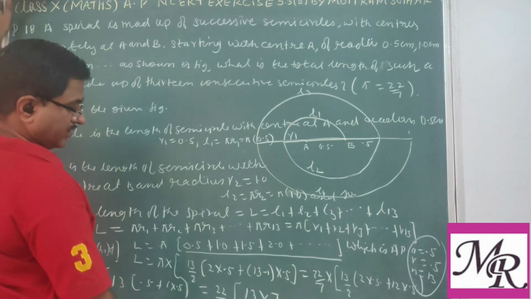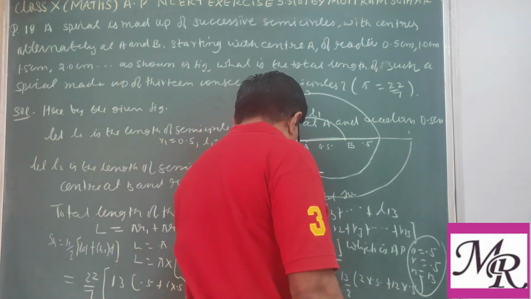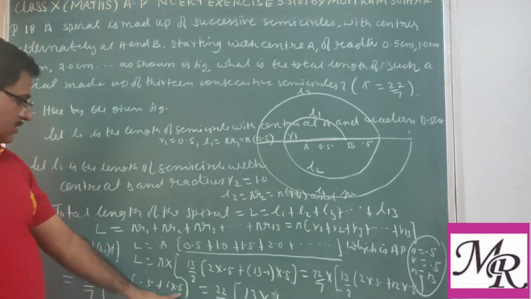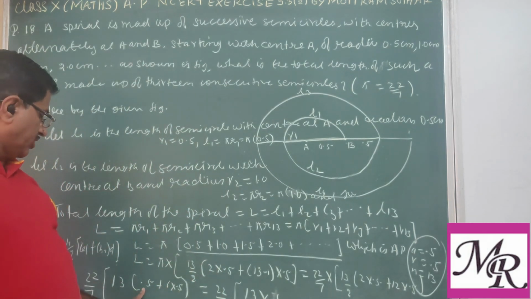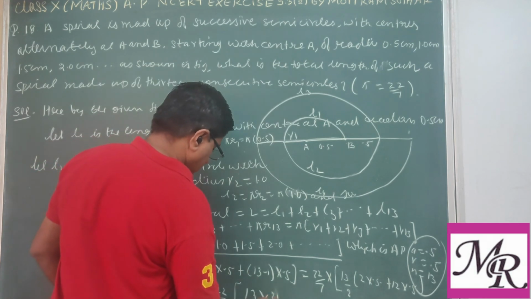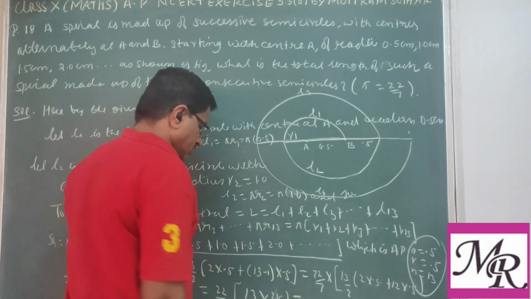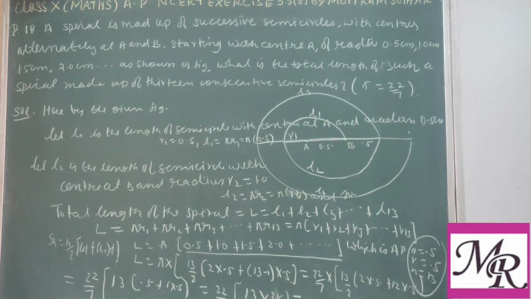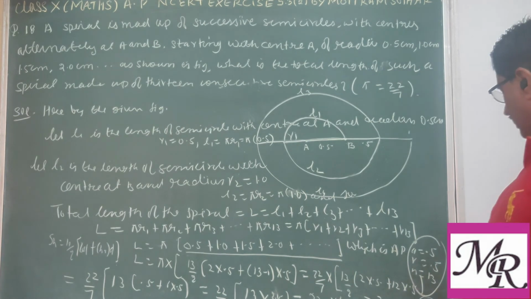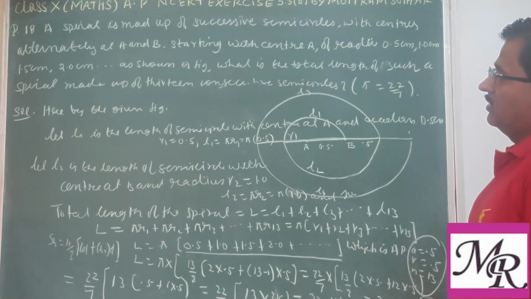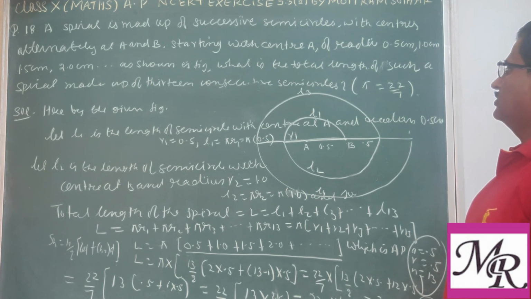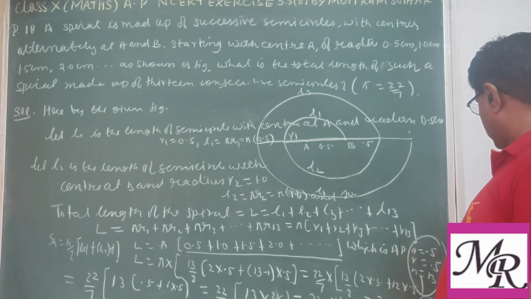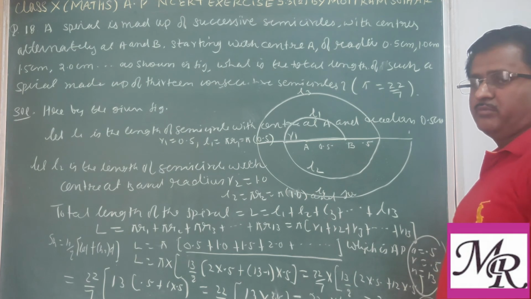Multiplying 6.5, 6 of 0.5 is 3, so 3.5. So 13 into 3.5, which you can easily calculate, will give the required answer. So dear student, finally you get the calculation easily and that is 143. So the total length of the spiral of 13 consecutive semicircles is 143 centimeters.